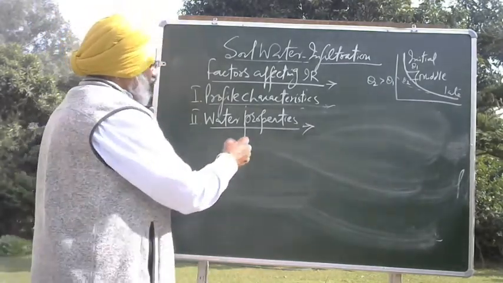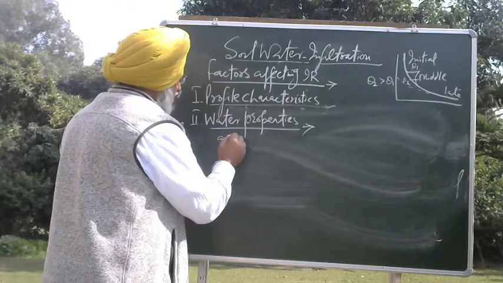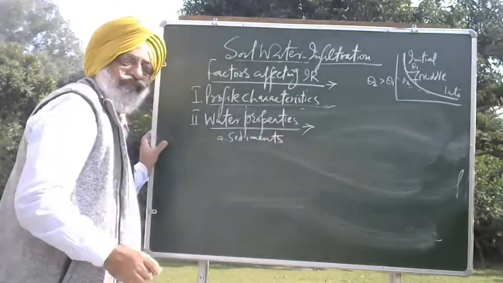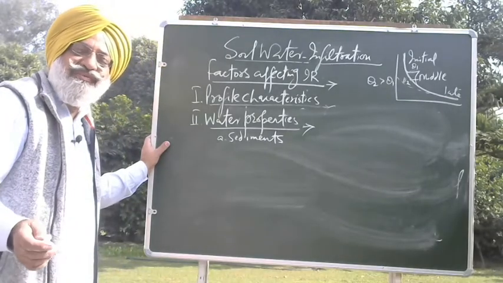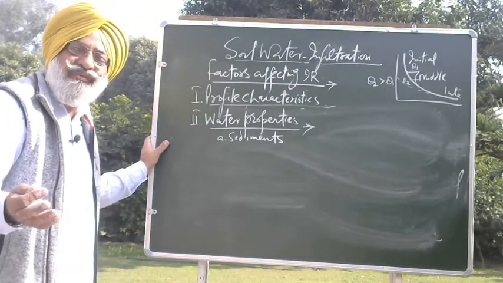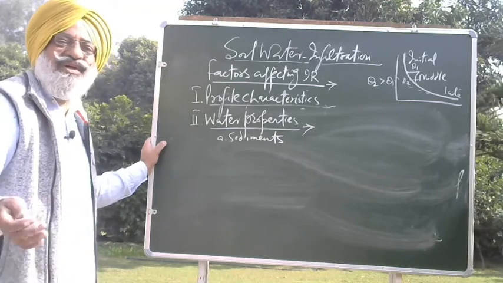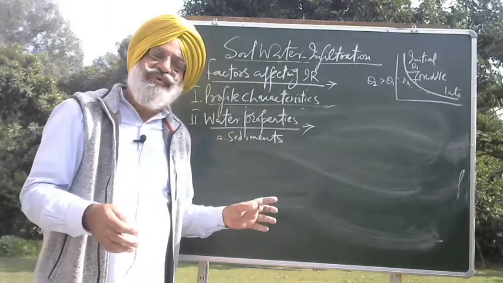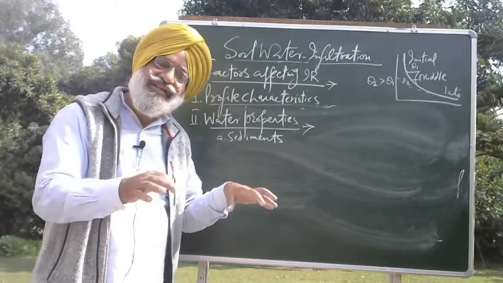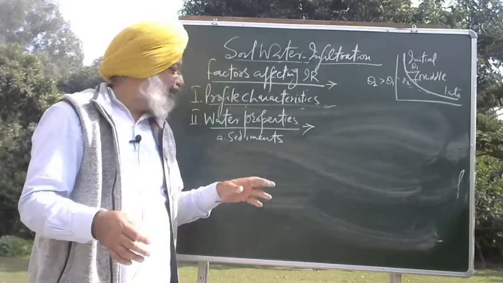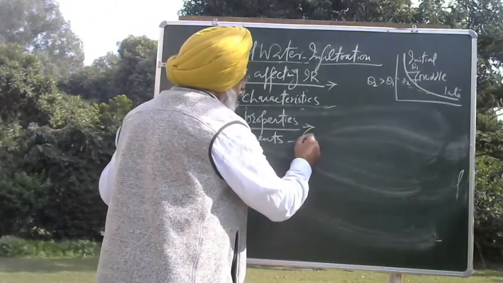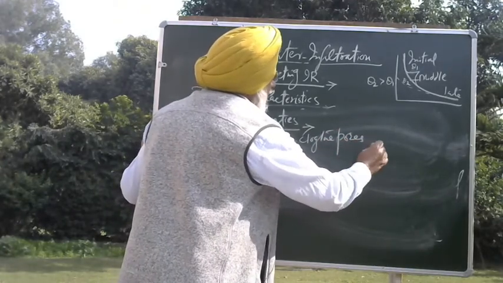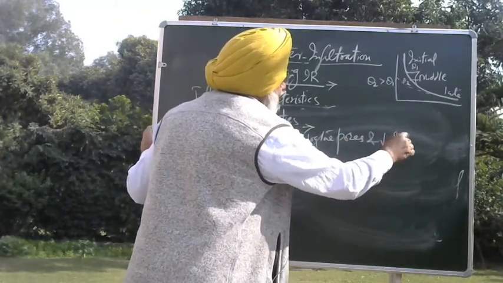It could be, first, sediments. Generally, the source of irrigation could be canal water, it could be tube well water. Tube well water is clear, canal water is generally with sediments. When you are applying canal water to your fields, the sediments get settled down, they may clog the pores. So these sediments clog the pores and decrease the infiltration rate.